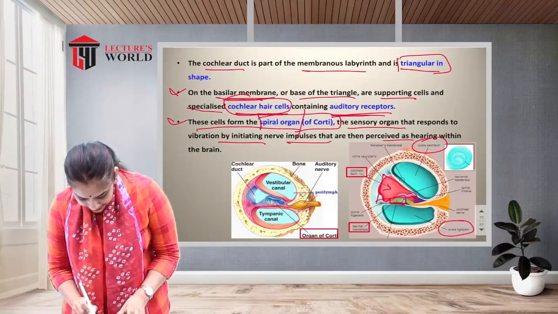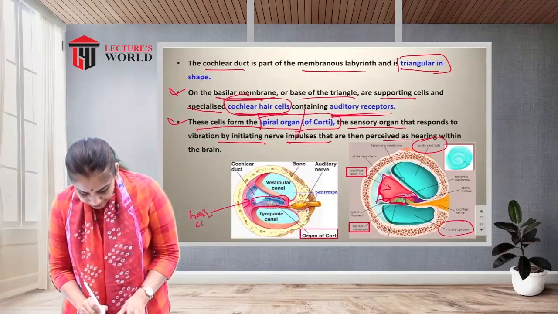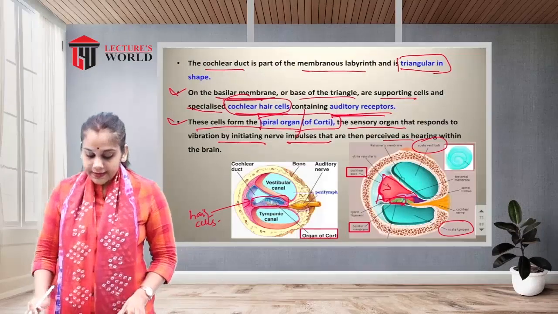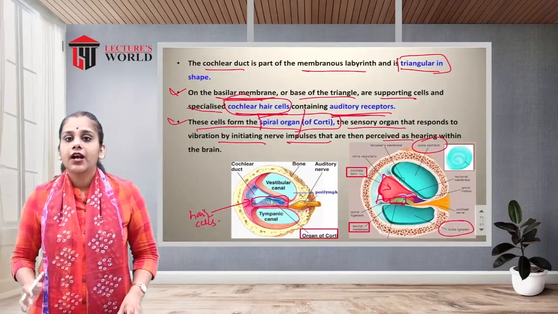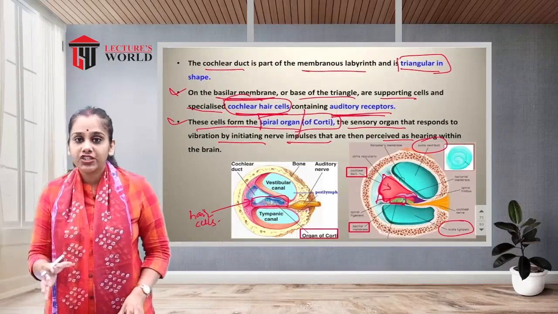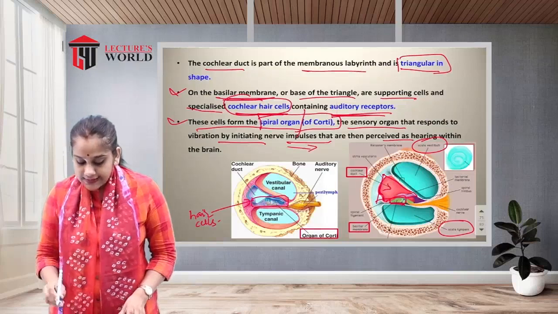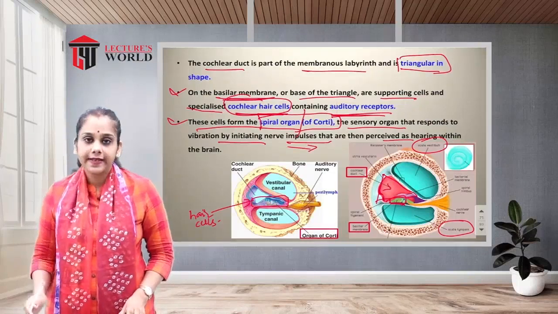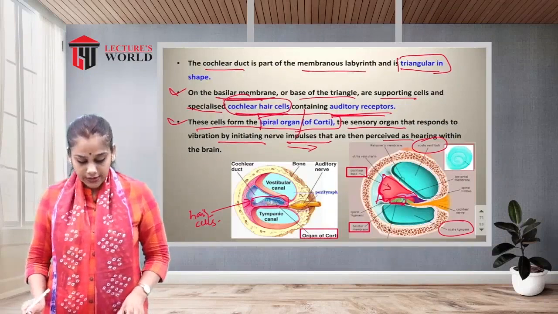You can see in this figure, this is the hair cells. Hair cells contain sensory receptors. When sound vibrations occur, they develop impulses which will be perceived as hearing because of the hair cells that are present.